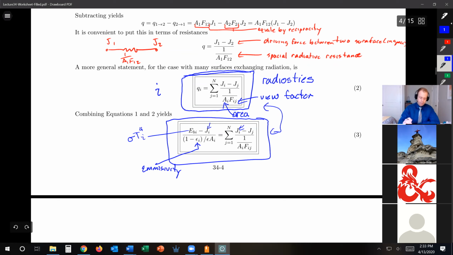Here's what you're going to do. Whenever you have multiple objects, you're going to write a system of equations. You can write one of these for each object. And the unknowns are going to be the J_i's. And so you're going to have 3 unknowns, J1, J2, J3 if you had 3 bodies. You would have to know the temperatures, of course, or you wouldn't be able to solve that out.